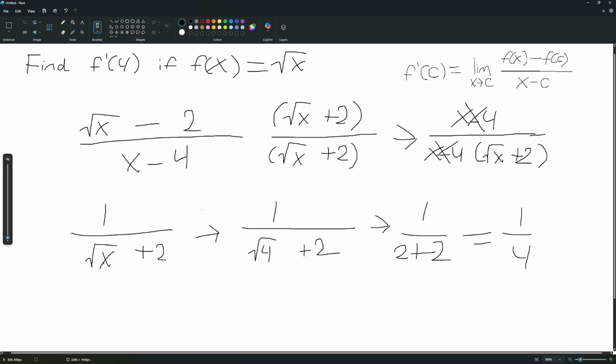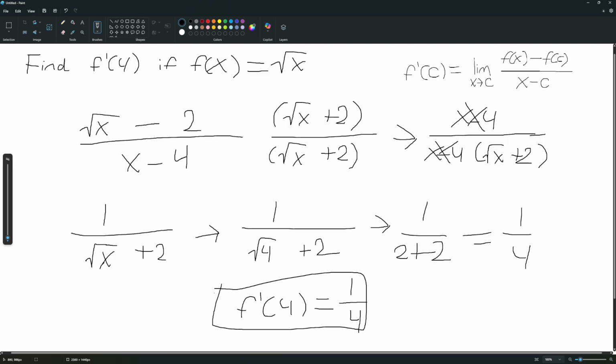So we're looking for f prime of 4. F prime of 4 equals 1/4, which again means that the slope of the function at the x value of 4 is equal to 1/4. This is our final answer.